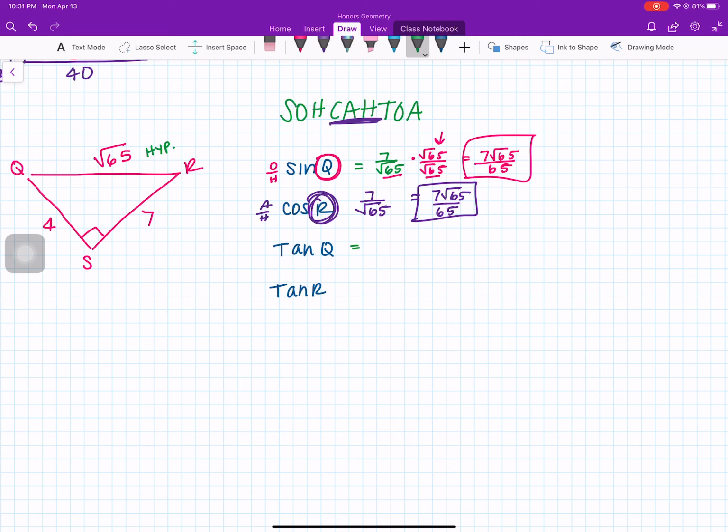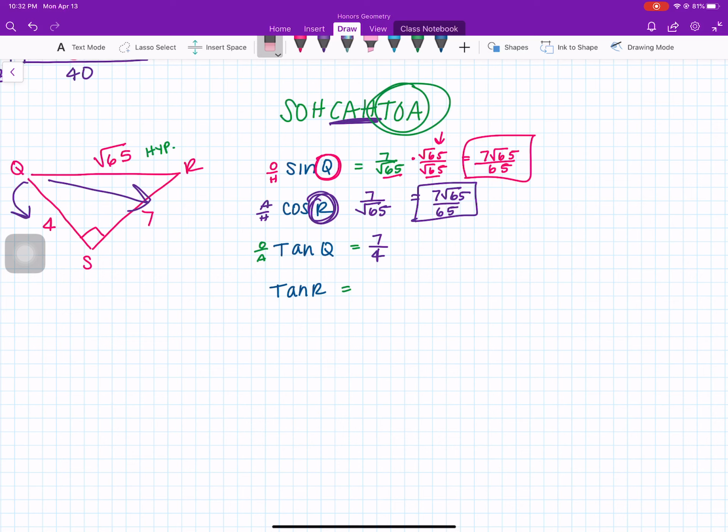Now let's look at tangent of Q and tangent of R. Tangent of Q and tangent of R aren't going to be the same ratio, but they're going to be close. Remember, tangent is opposite over adjacent. So looking at angle Q, here's angle Q. The opposite side of Q is 7. The adjacent side to Q is 4. Remember, the adjacent side to Q, not the hypotenuse, because the hypotenuse is always the hypotenuse. It can't be the adjacent side. So the tangent of Q is 7 over 4.